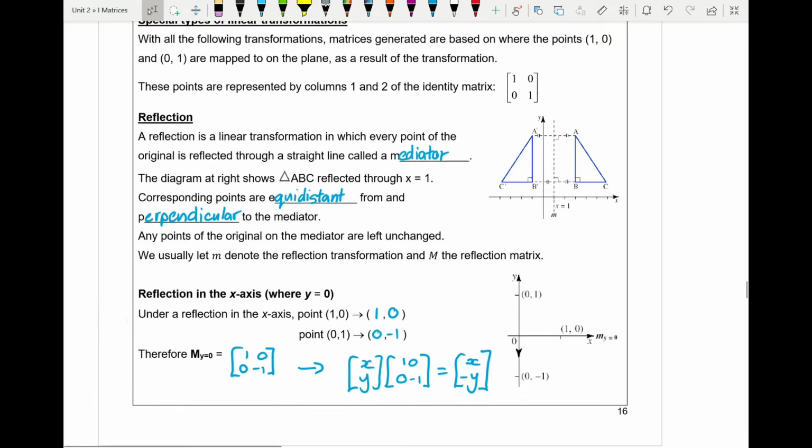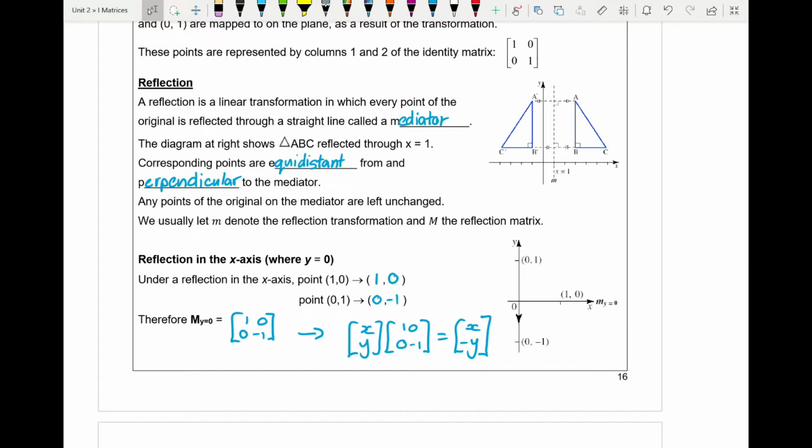In the first case, if we are reflecting in the x-axis, any point on the x-axis, for instance (1, 0) here, is going to be mapped to itself. So (1, 0) becomes (1, 0), but anything off the mediator is going to be reflected, so its y component becomes negative. Our matrix ends up being (1, 0), (0, -1), and if we multiply that by x and y, x will stay the same, but y will become the negative of itself. That makes sense given the mapping that we've done here.